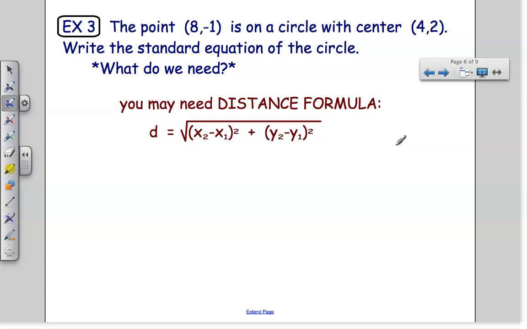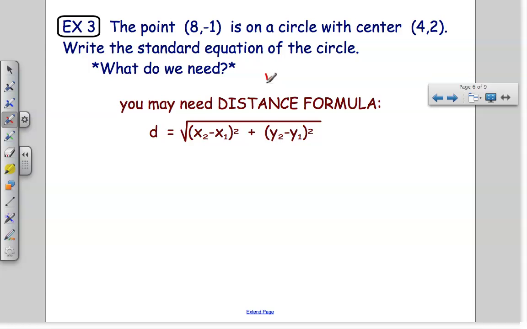Hardest example of today. You're given the point 8, -1 is on a circle with a center at 4, 2. Write the standard equation of the circle. And the first question I have for you is, what do you need? There were 2 things you need to write the equation of a circle. You need the center. Yeah, we have the center. It's 4, 2. But you also need the radius.